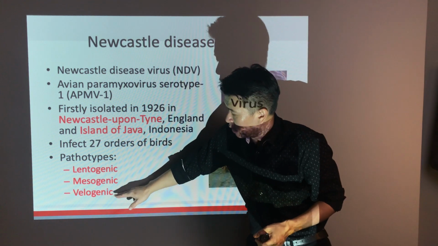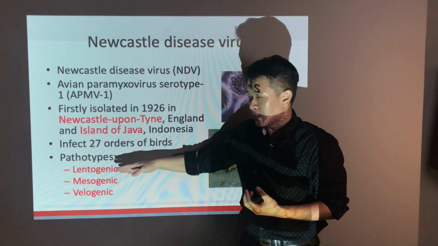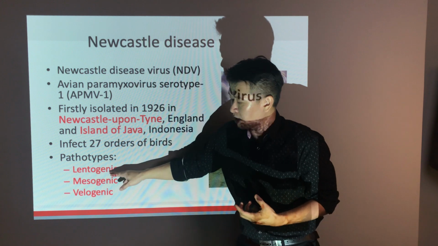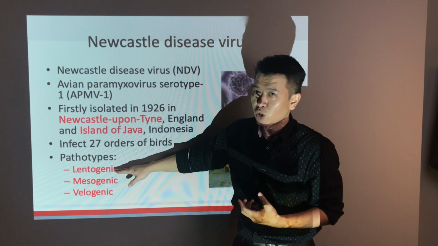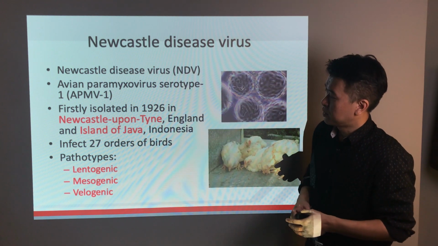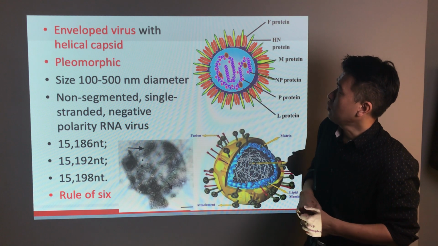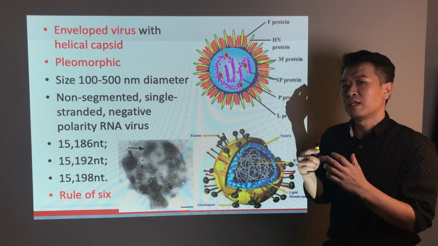So the lentogenic pathotype, because it is mild and causes asymptomatic infection in the chicken, has been used as a vaccine to protect against the more severe virus. Alright, so let's move on. Now let's look at the virus in detail.